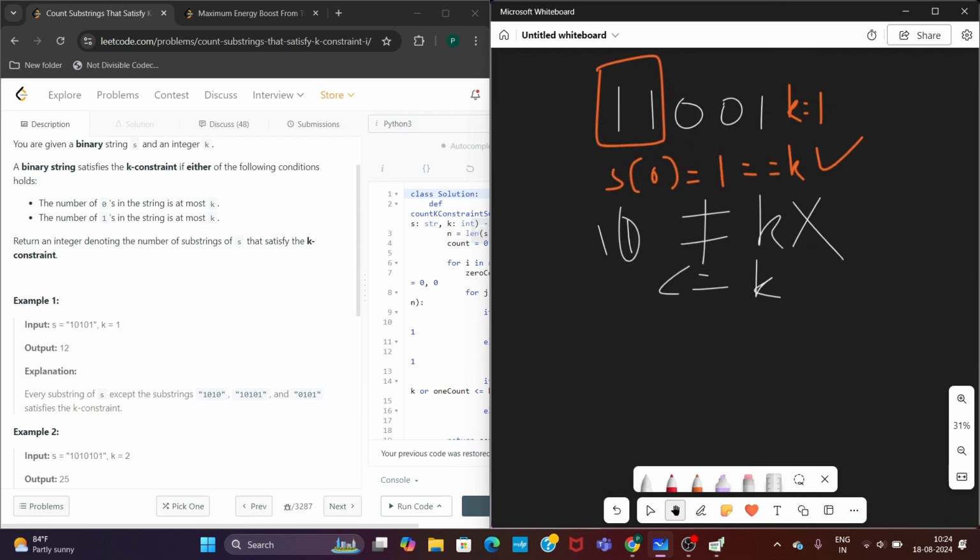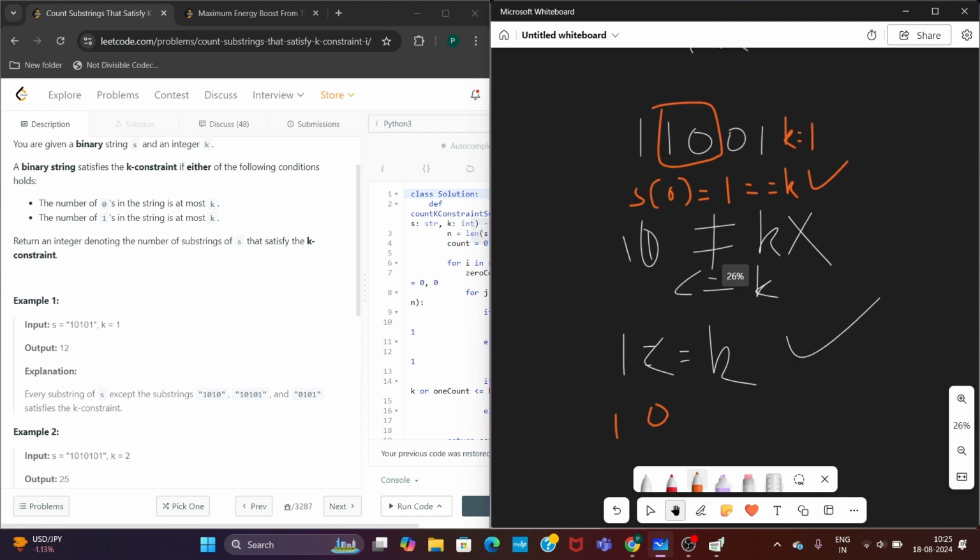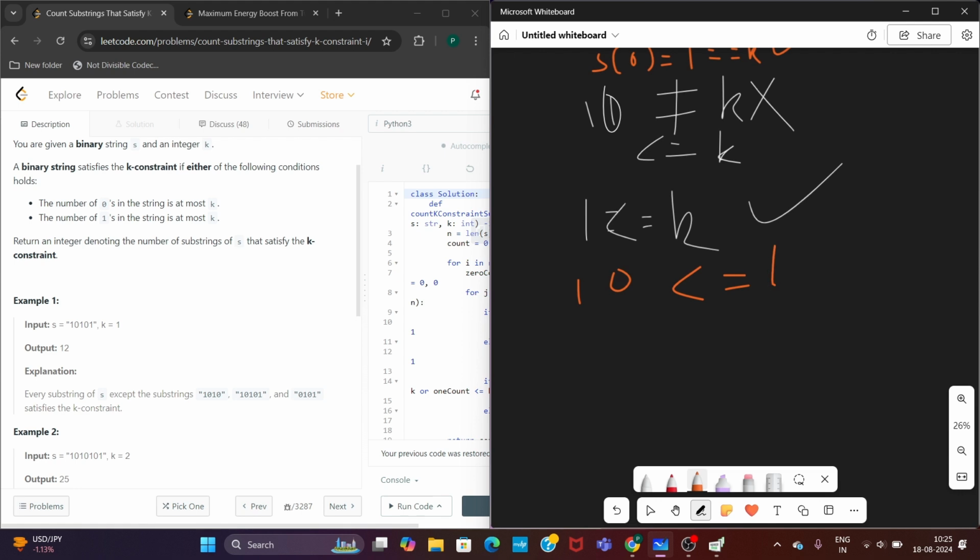Now moving forward to our next example. Let's suppose we consider this 1 over here. Basically, 1 is less than or equal to k, so this condition holds true. Again, moving forward to the next substring, it is 10. 10 has one 1 and one 0, both less than or equal to k. So this condition holds true.